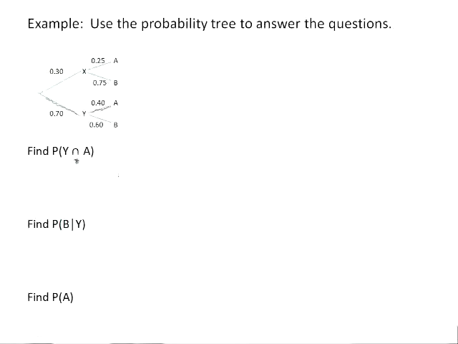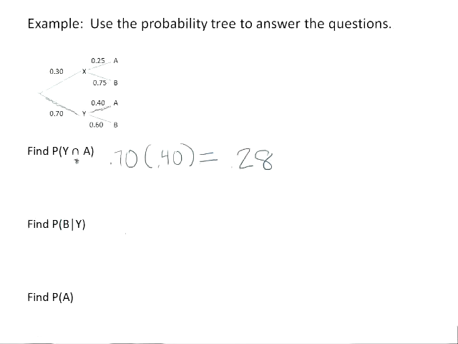Now the probability for Y intersect A is just going to be the product of the probabilities that you find along the branches. So 0.70 probability for Y and then a 0.40 probability for A, given that Y has already occurred. Multiplying these two together, we get a probability of 0.28.